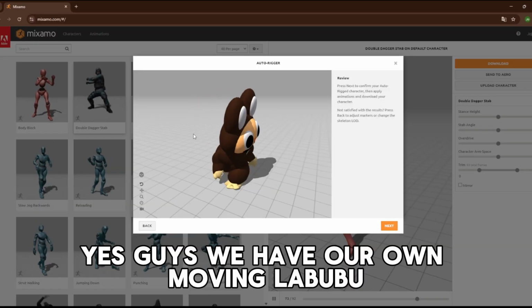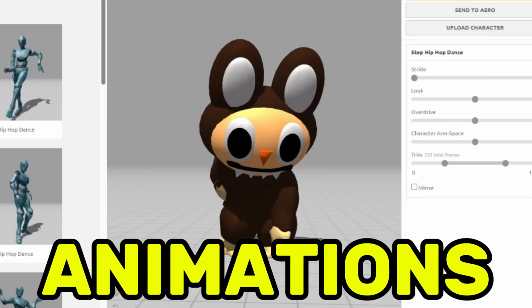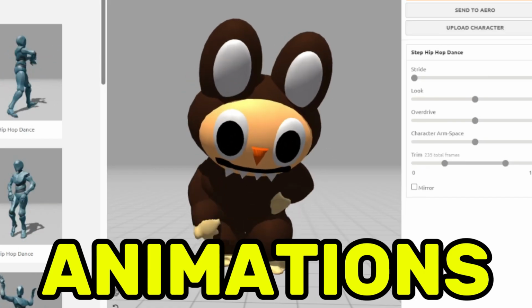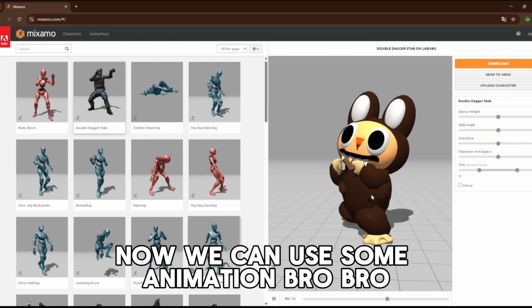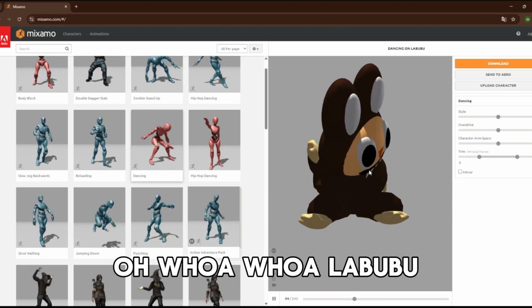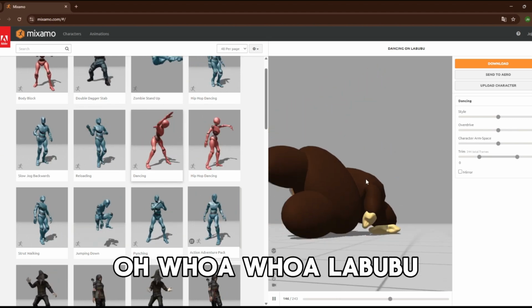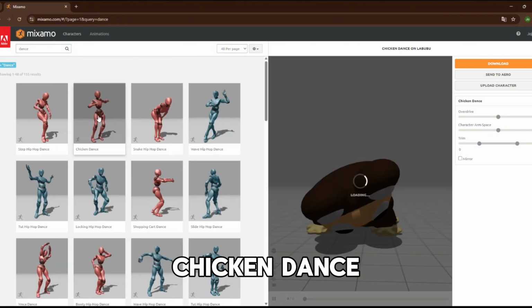Yes, guys, we have our own moving Labubu. Now we can use some animation, bro. Look at this. Oh, Labubu. Let's search up dance. Chicken dance.